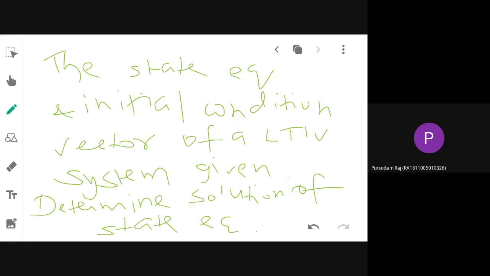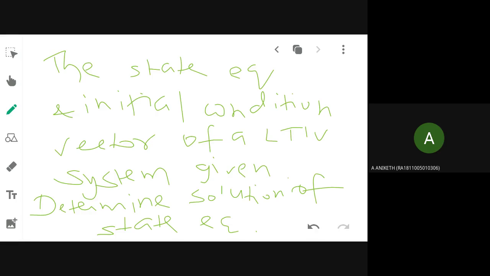Come on, Aniket. Tell me what is given in the question that I have written just now. Read the question. The state equation and initial condition vector of the LTIV system are given; determine the solution of the state equation. So what do you need to determine here? You need to determine the solution of the state equation. Have you copied the question? Shall I move on to the next page? Yes, ma'am.